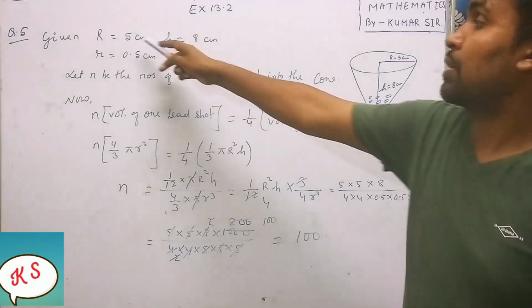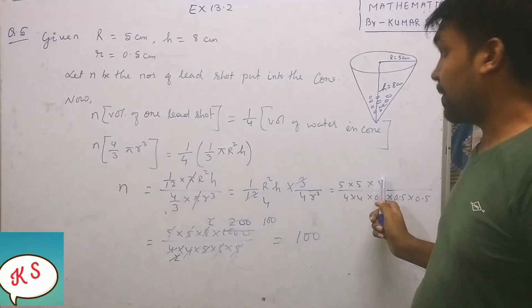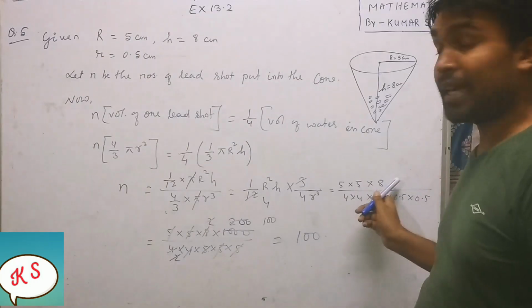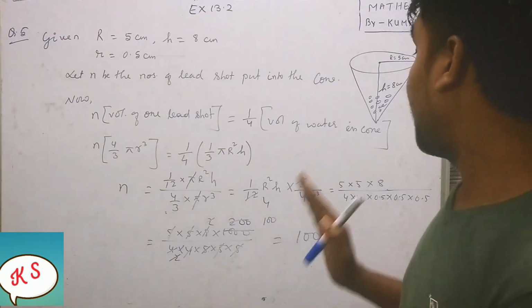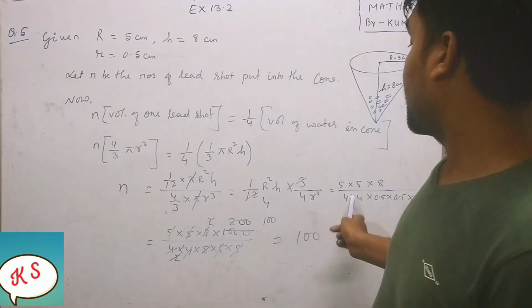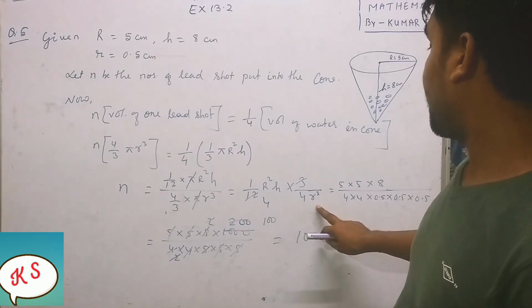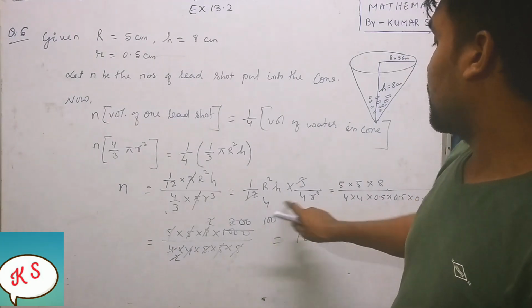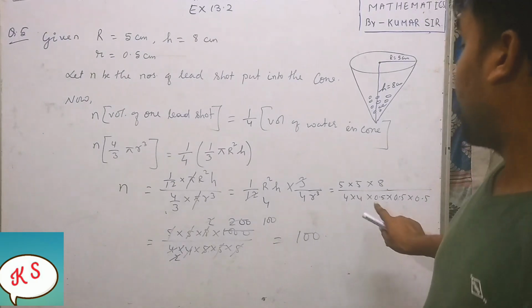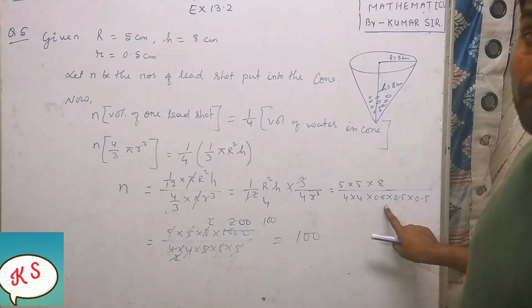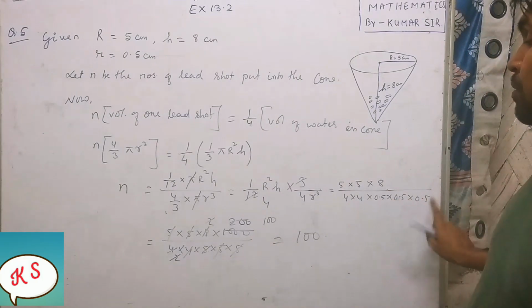R square value, capital R, is how much? 5 into 5, and h is how much? 8. So we have written 8, 5 into 5, and 4 into r cube, 4 into 4. So this 4 into 4, so 4 into 4 into r cube. R cube value is how much? 0.5, 0.5, 0.5.